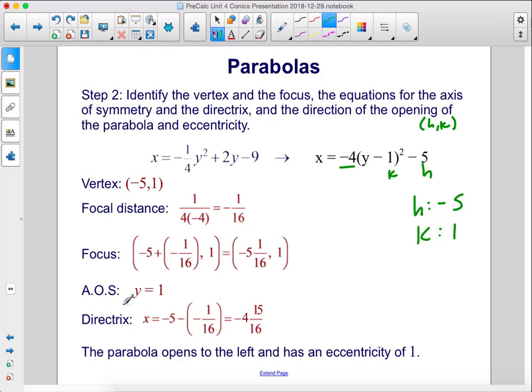The axis of symmetry is at k, so y equals 1. The directrix is h minus the focal distance, so -5 minus -1 over 16 is -5 plus 1 over 16, which gives us -4 and 15/16. The parabola opens to the left and has an eccentricity of 1.